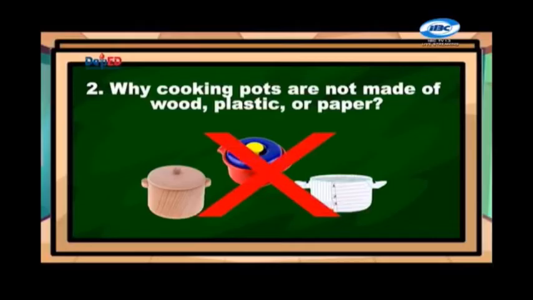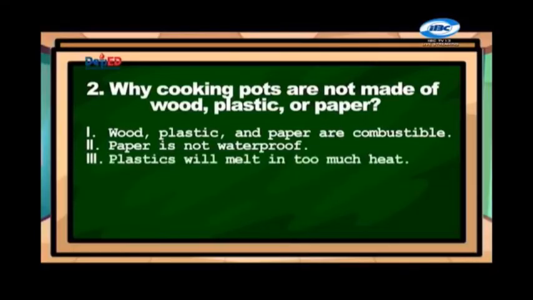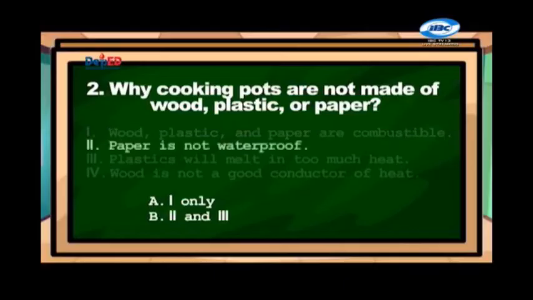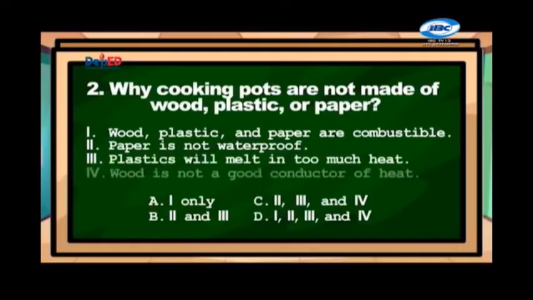Number 2. Why cooking pots are not made of wood, plastic, or paper? Children, choose the correct statement or statements below. 1. Wood, plastic, and paper are combustible. They will burn when placed over fire. 2. Papers will absorb water and easily get wet. 3. Plastics will melt when exposed to too much heat. 4. Woods are not good conductors of heat. It will not cook the food. A. 1 only. B. 2 and 3. C. 2, 3, and 4. D. 1, 2, 3, and 4.